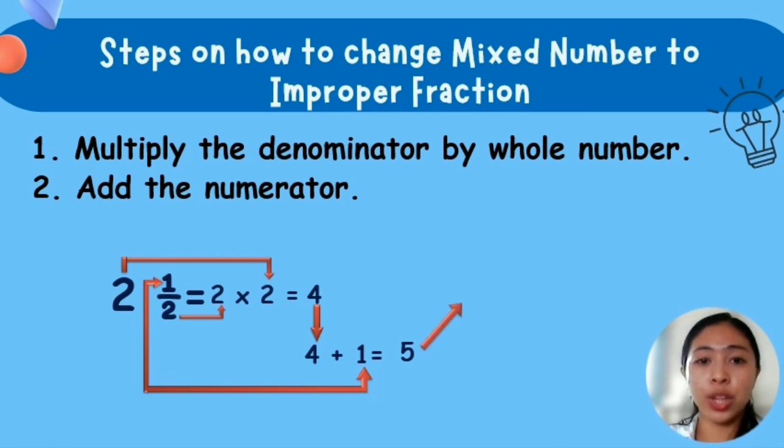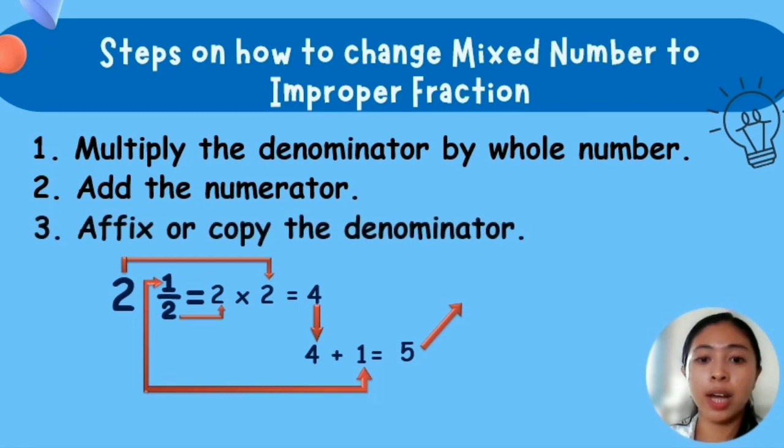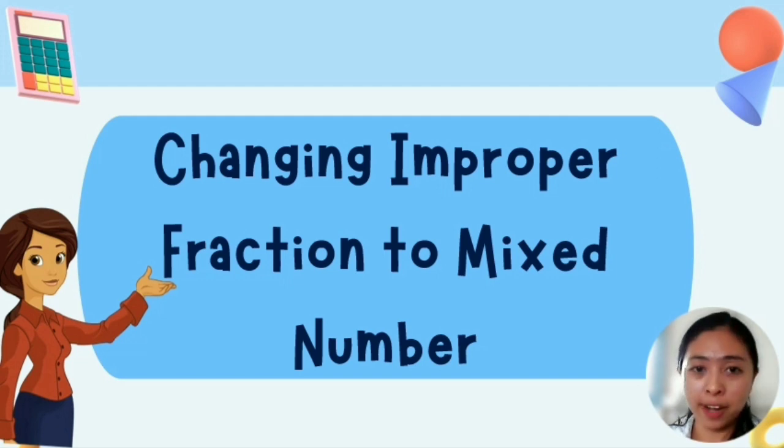The last and third step is to affix or copy the denominator. The answer here is 5. Then copy the denominator, which is 2. So we change the mixed number 2 1/2 to the improper fraction 5/2. This time, we will change an improper fraction to a mixed number. Are you ready? Let's begin.